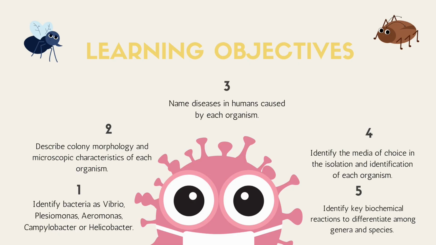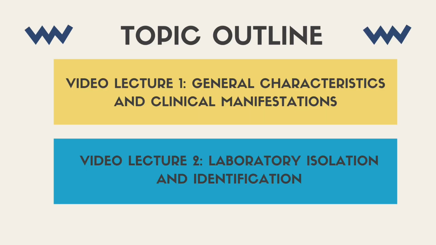Here are the learning objectives for this module. So we have to identify each bacteria under the family and also to describe their colony morphology and microscopic characteristics, as well as associate some diseases that they can cause, and 4 and 5 to identify and isolate them using our biochemical tests and procedures.